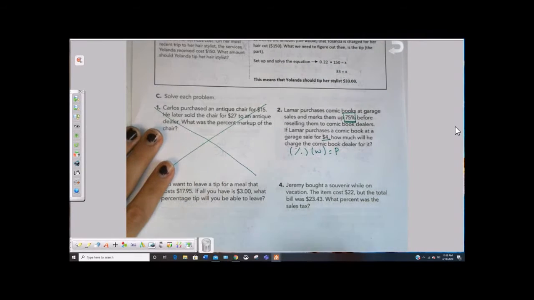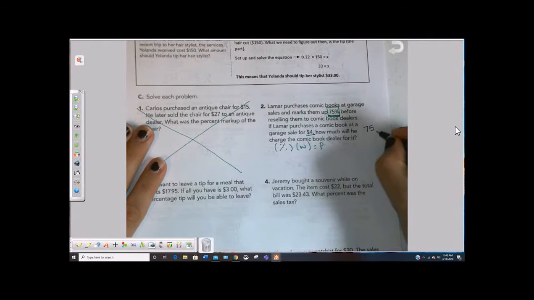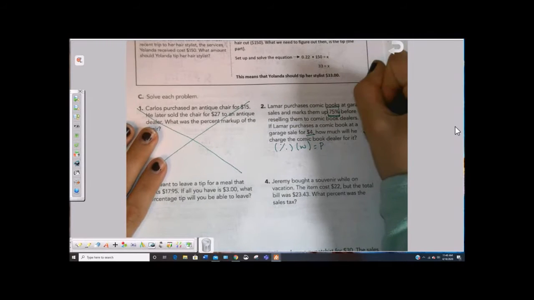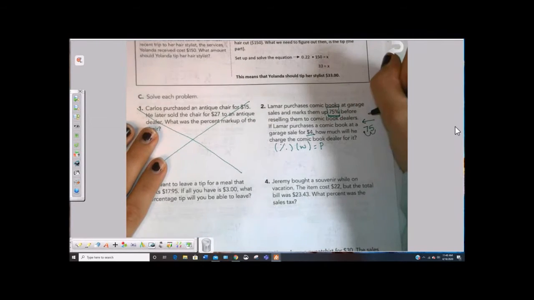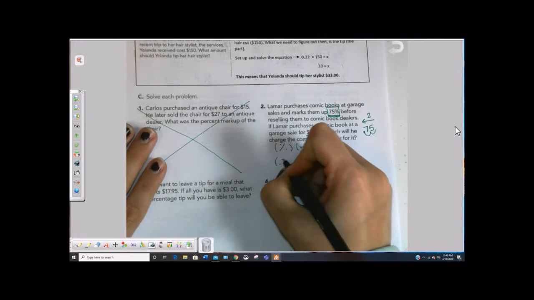In this case, we have 75%. Now, to change this to a decimal, as a reminder, as whole numbers, the decimal is at the very right, so it's after the 5. To change it to a decimal, you're going to move it 2 times to the left. So this percentage as a decimal is 0.75.